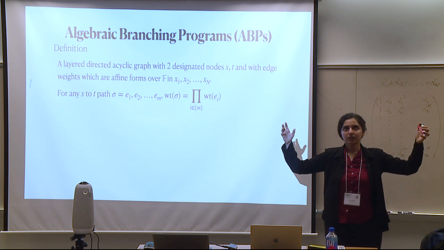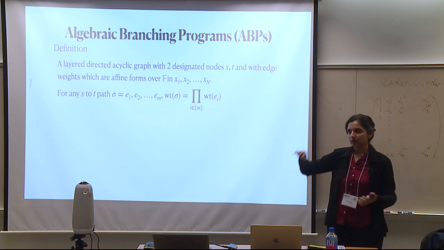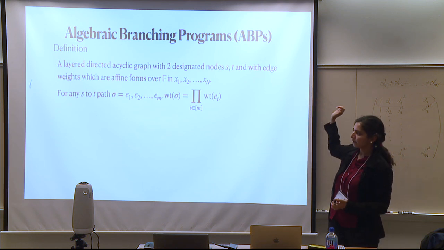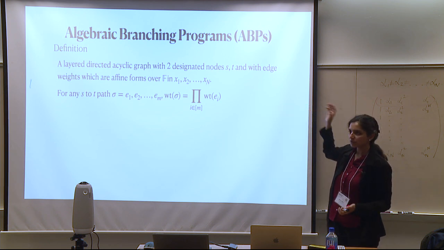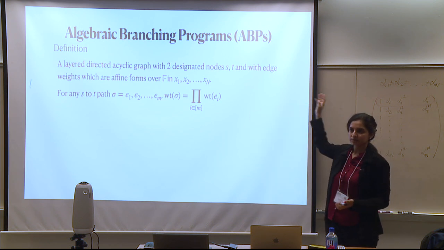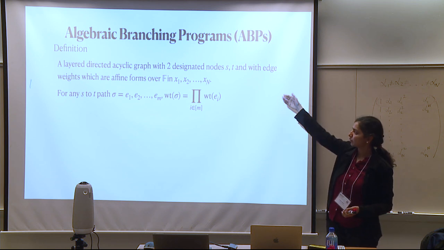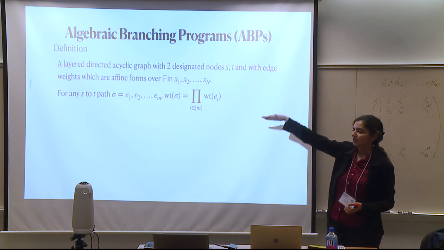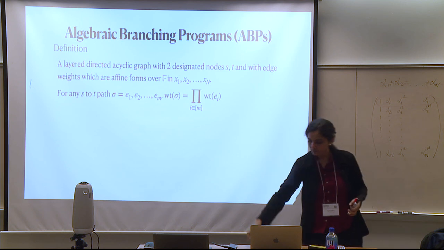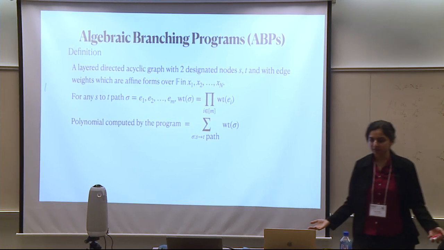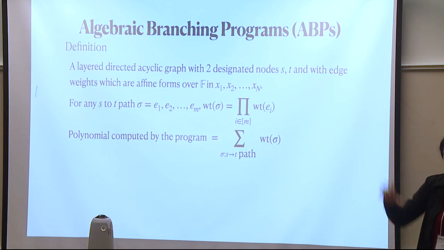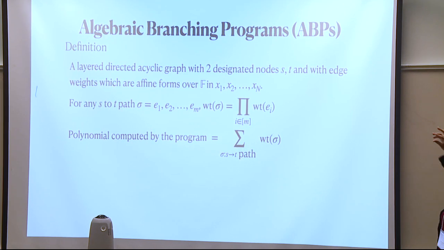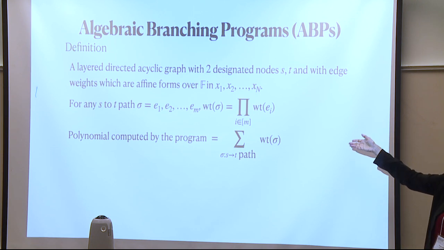And then the computation is done as follows. When you go from S to T along a path, you encounter a bunch of edges. You just multiply the weights on these edges. Weights are just these linear forms, as I said, and you multiply them out on every path. And the polynomial computed by this entire structure is the sum of all these. So if you've seen Boolean branching programs, it's just the algebraic variant of it.